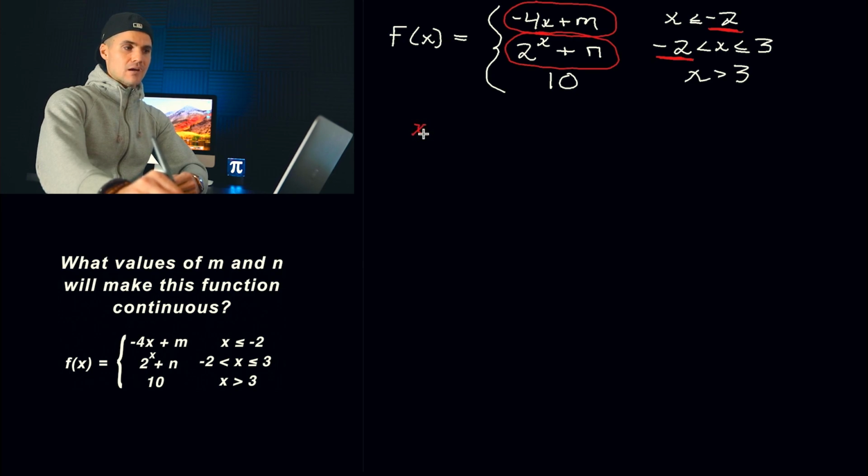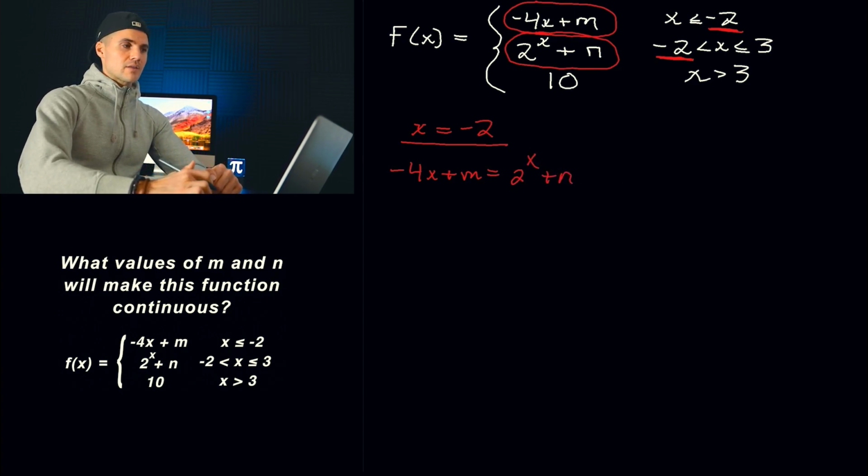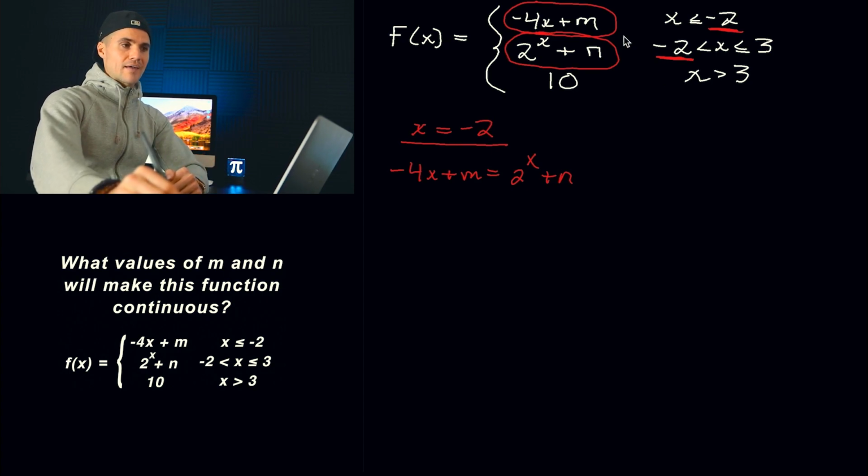So what we could say is, at an x value of negative 2, negative 4x plus m has to equal 2 to the power of x plus n. That's where the first two pieces are going to meet at that x value of negative 2.